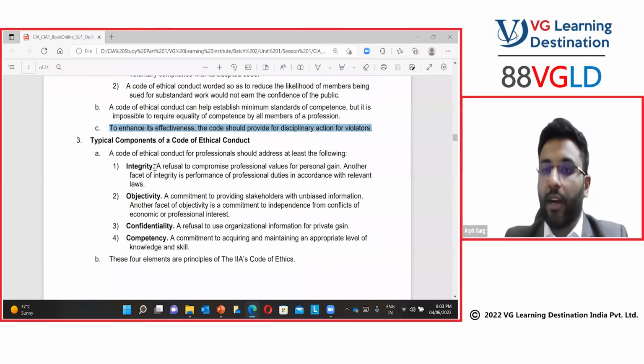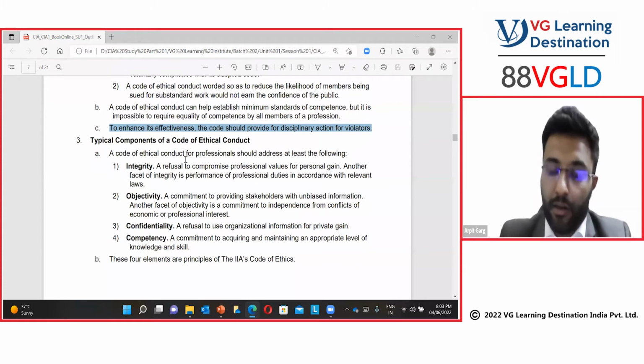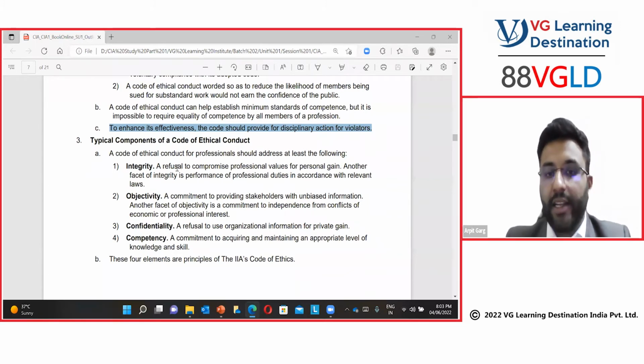Integrity is more when we are working from honesty. We are not committing any act which is illegal. We are not becoming party to an illegal act. We are not passing on discreditable comments or making the profession discreditable, right? So integrity is a refusal to compromise professional values for personal gain. Another facet of integrity is performance of professional duties in accordance with the relevant laws.